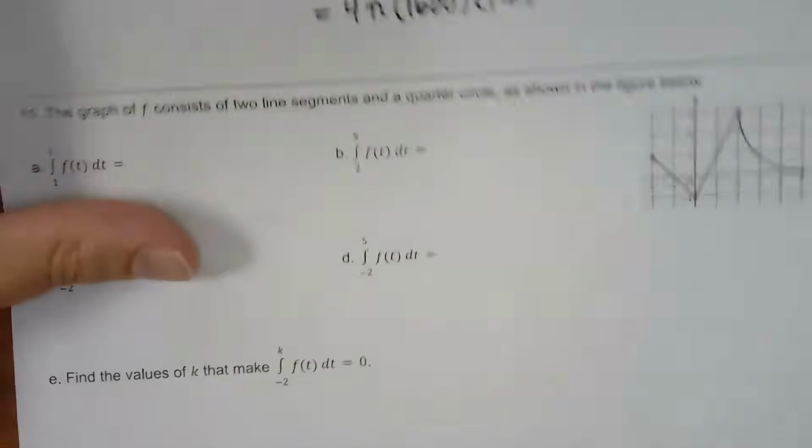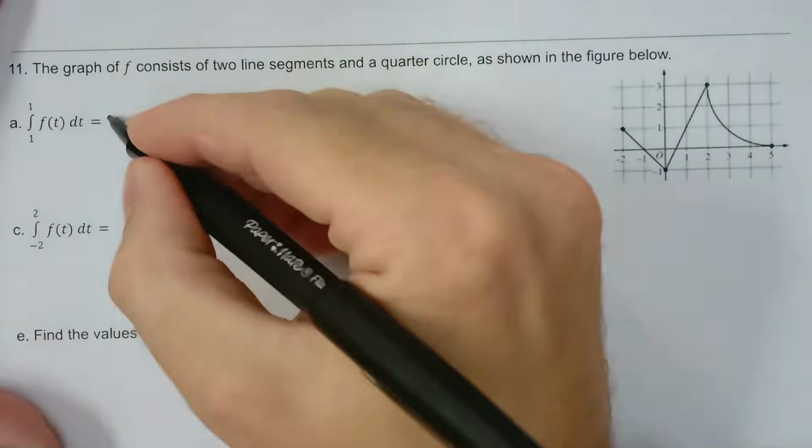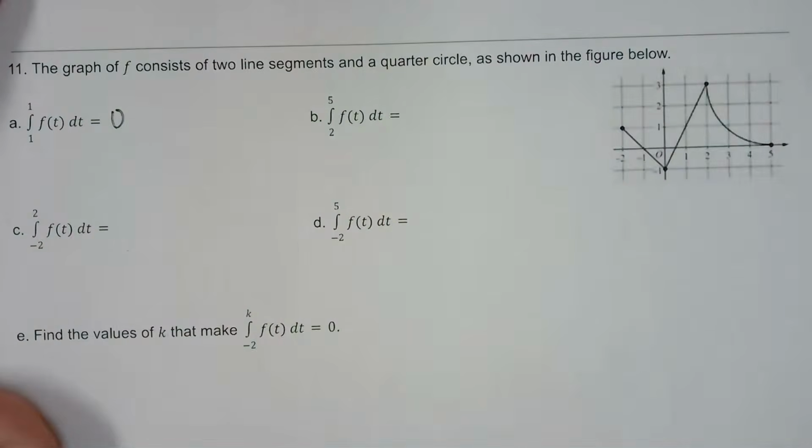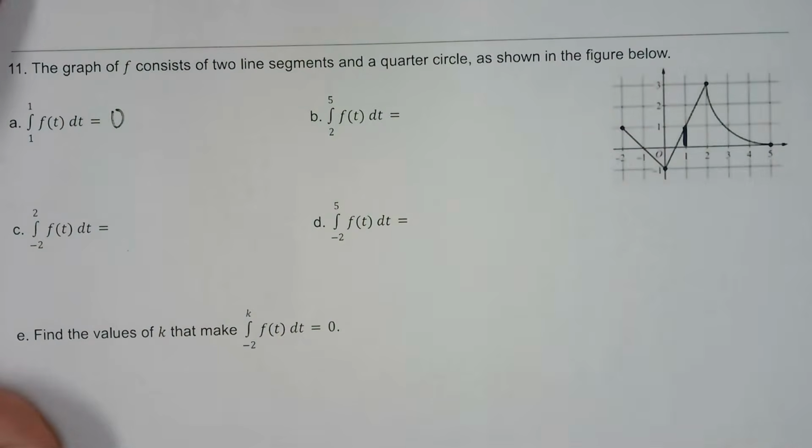And the last one we got here is number 11. Just some geometry here. So this one also. Oh no, this one printed fine. It just does not look very good on the document camera, but that's no big deal. The graph of f consists of 2 line segments and a quarter of a circle, as we can see. The integral from 1 to 1, well, of any function, that's going to be equal to 0, because there's no area right there. The integral from 2 to 5, that's going to be a little bit trickier.